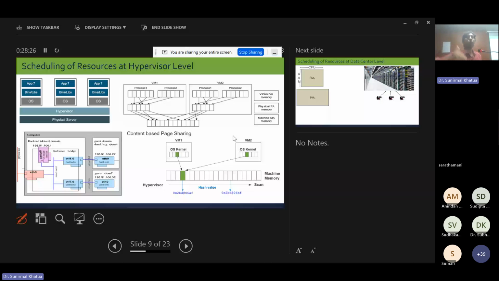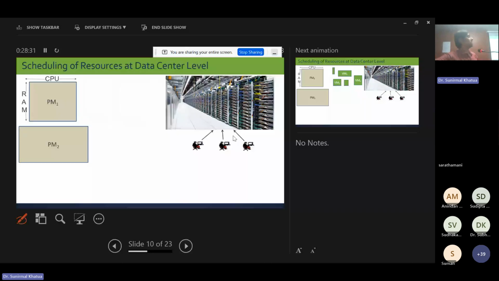Now let me go one level up, to the data center level. Once we reach the data center level, the user sends some request for VMs. We have a set of VMs requested, and we have a set of hosts available in the data center. So we need to place the VMs into the physical machines. That's why this problem is called the VM placement problem. Let us see how we can solve this problem.